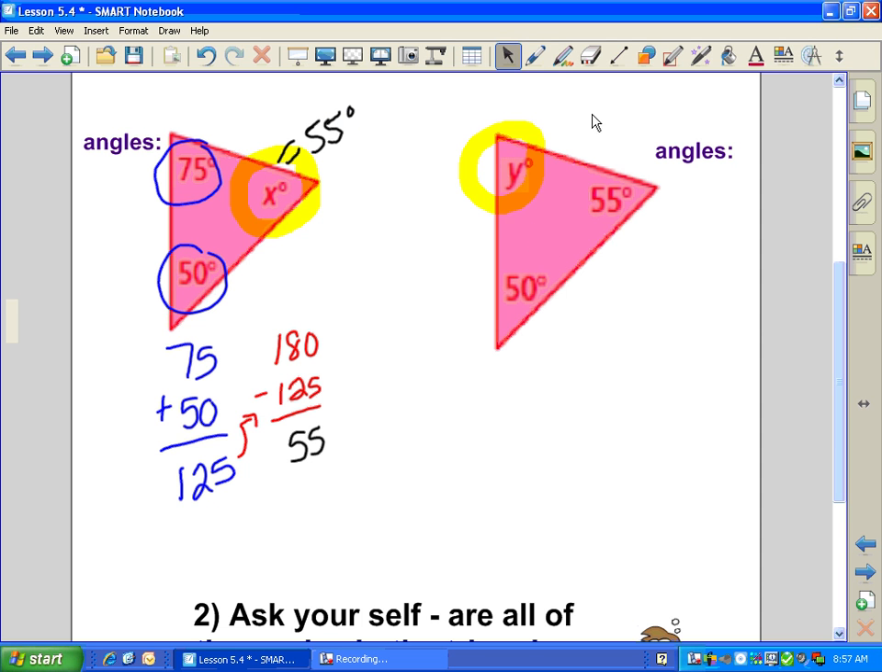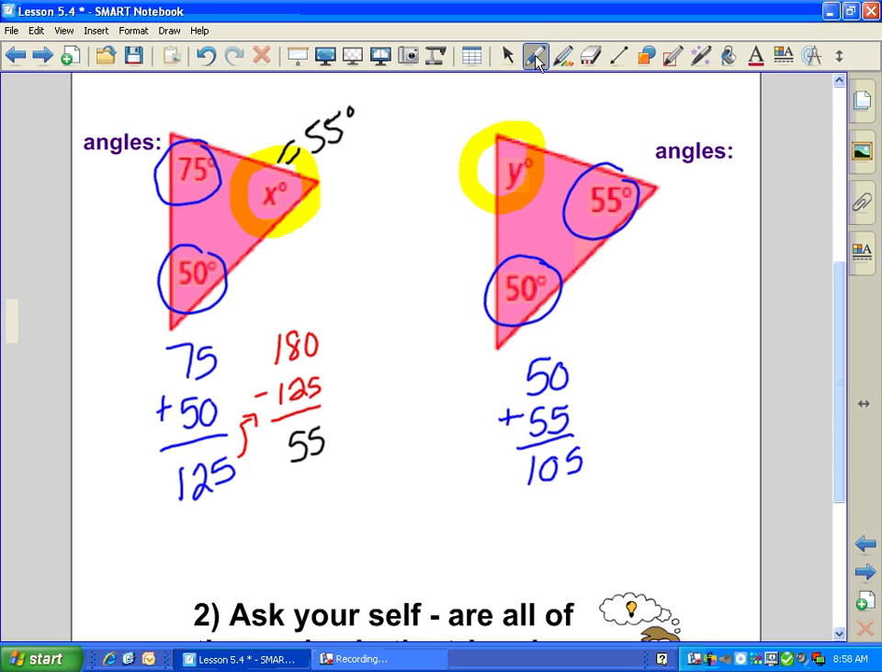I'm going to do the same thing in this triangle. I'm going to add what I know, 50 and 55, or if you wanted to, you could use the commutative property. Nice job, Bears. Plus 10 vocab. Commutative property. You could have said 55 plus 50. In either case, that would give you a total of 105 degrees. Each triangle has 180 degrees, so I'm going to take 180 and subtract 105 from it. When I do that, I get 75 degrees. So we're going to say y is equal to 75 degrees.